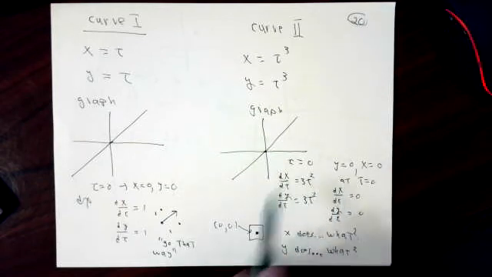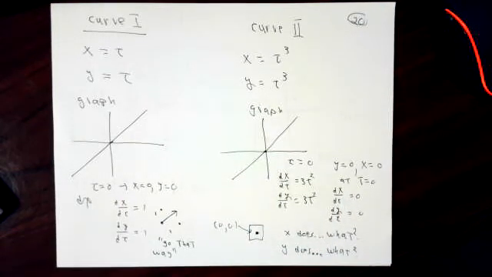So this kind of behavior, where dx dt and dy dt are both 0 at the same t value, that's extremely undesirable because it doesn't tell me things that I want to know.